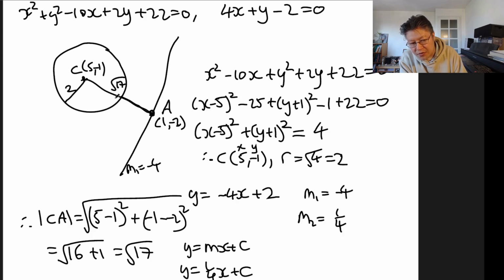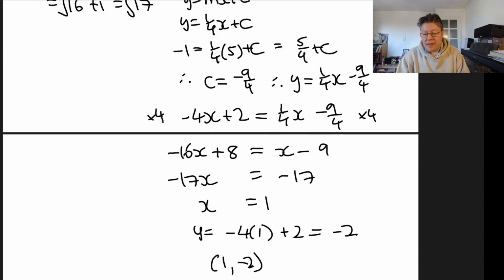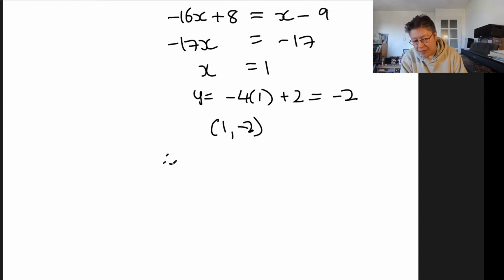And we know that the radius is 2. Therefore, the distance that we're looking for should be root 17 minus 2. So therefore, the final answer, therefore, is root 17 minus 2.